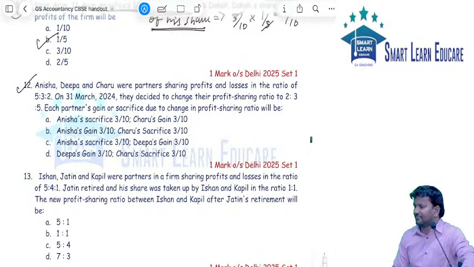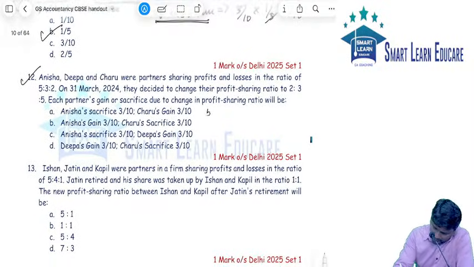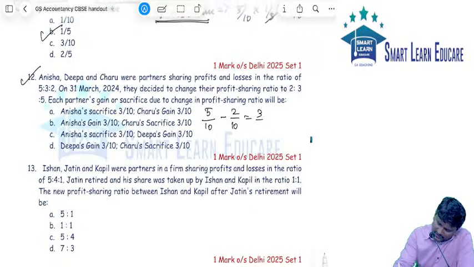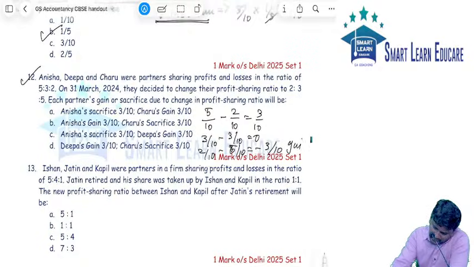Answer? It is option A. What is the old ratio? 5/10 minus the new ratio 2/10, you will get 3/10 for A. For B, 3/10 minus 3/10 is 0. For C, it is 2/10 minus 5/10, you will get minus 3/10. If you get a minus answer, that partner is gaining. So who is gaining? C is gaining and A is sacrificing.